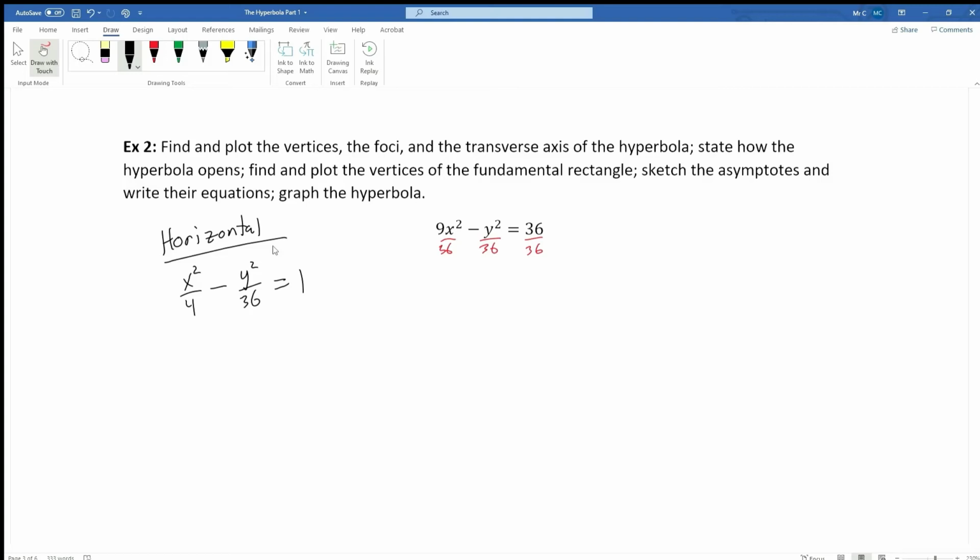So now we'll go ahead and we'll start graphing our information. We've got a equals 2, b equals 6. Well, and let's go ahead and find c. Well, c squared equals a squared plus b squared. So c squared is 4 plus 36. c squared is 40. c is the square root of 40.